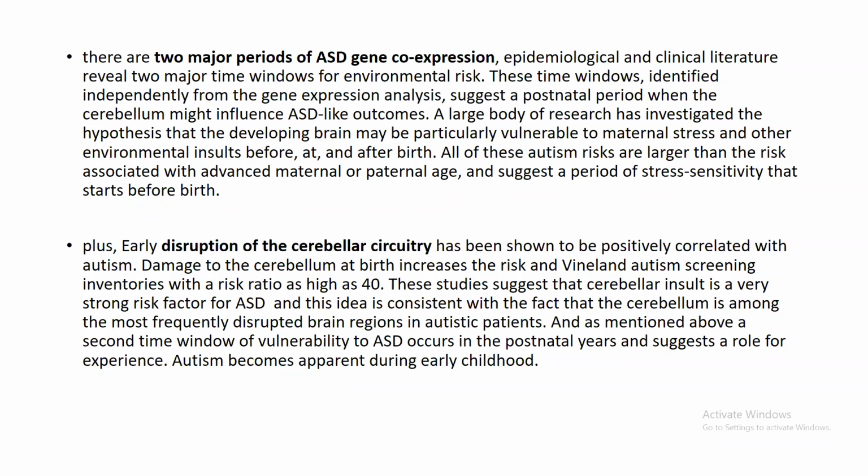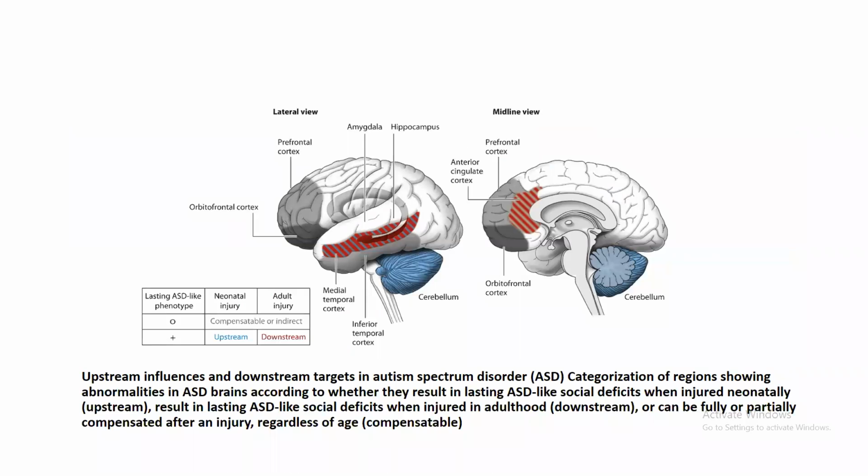These studies suggest that cerebellar insult is a very strong risk factor for ASD, and this idea is consistent with the fact that the cerebellum is among the most frequently disrupted brain regions in autistic patients. And as mentioned above, a second time window of vulnerability to ASD occurs in the postnatal years and suggests a role for experience. Autism becomes apparent during early childhood. These are the specific regions of the brain which are affected by autism.